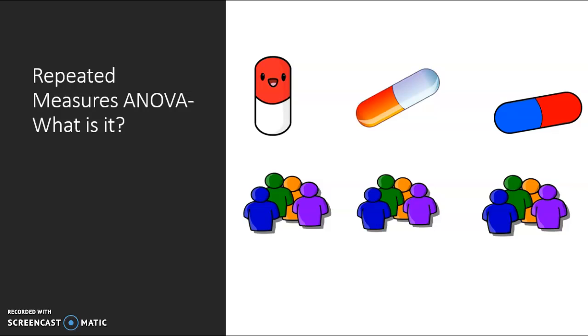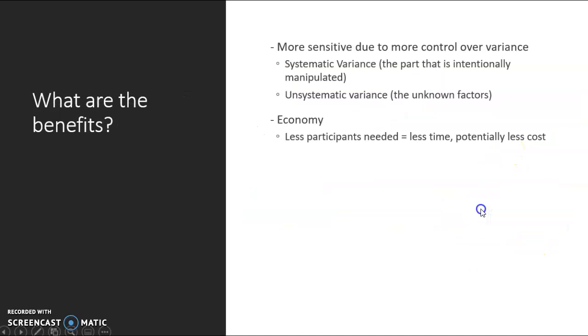Here we have the same group of people. You can tell they're all the same. And we give the same group of people a happy pill. And then maybe a month later, we give them a different type of pill and see what the effects are. And then a month later, we give them this pretty red and blue pill to see what the effects are.